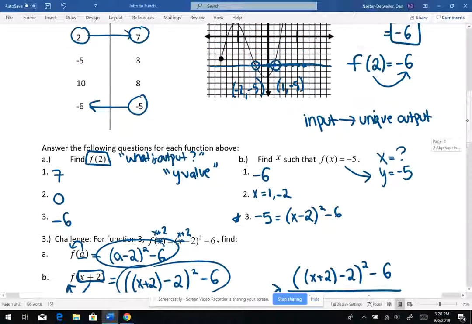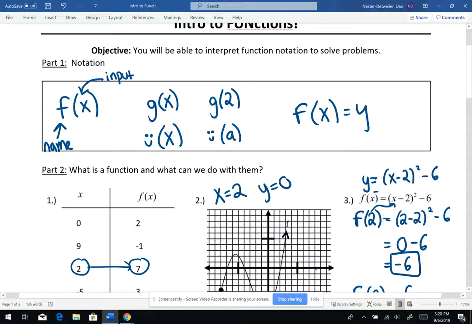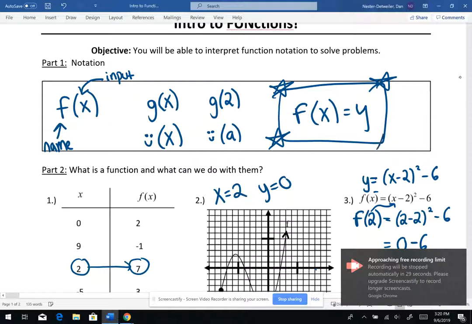So we talked a little bit about what is a function, but the main thing I want you to understand from this video is what this notation means. And this is the key point that we're going to be practicing: to be able to discuss functions, you have to talk the language.